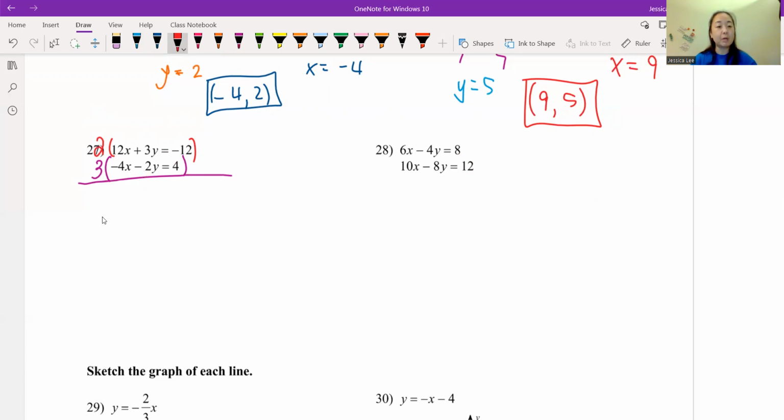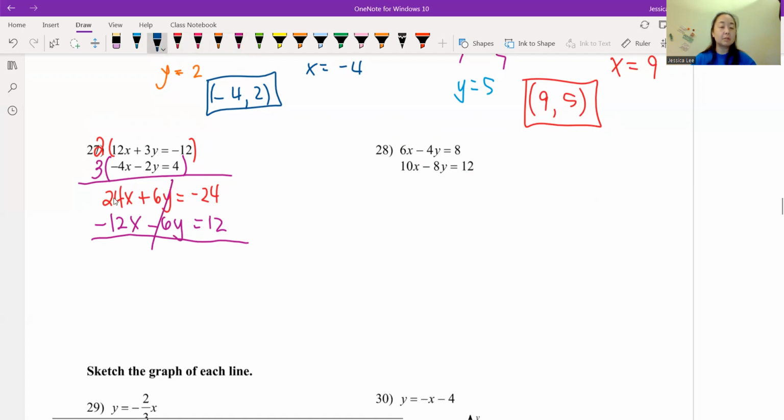So top one, 2 times 12. It's going to be 24x plus 6y plus negative 24. And the bottom, I made that purple, so that's going to be 3 times negative 4: negative 12x minus 6y is equal to 12. Make sure you're multiplying everything with that 3, every single term. And then from here, if you notice, oh, look, the y's cancel out. So what do we have left? This is just going to be 12x is equal to negative 12. And then what do we have? We're going to divide by 12.